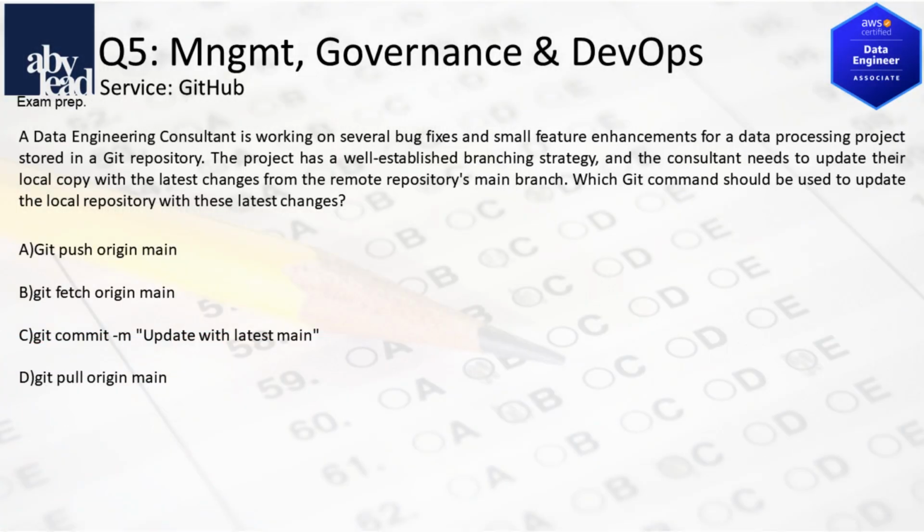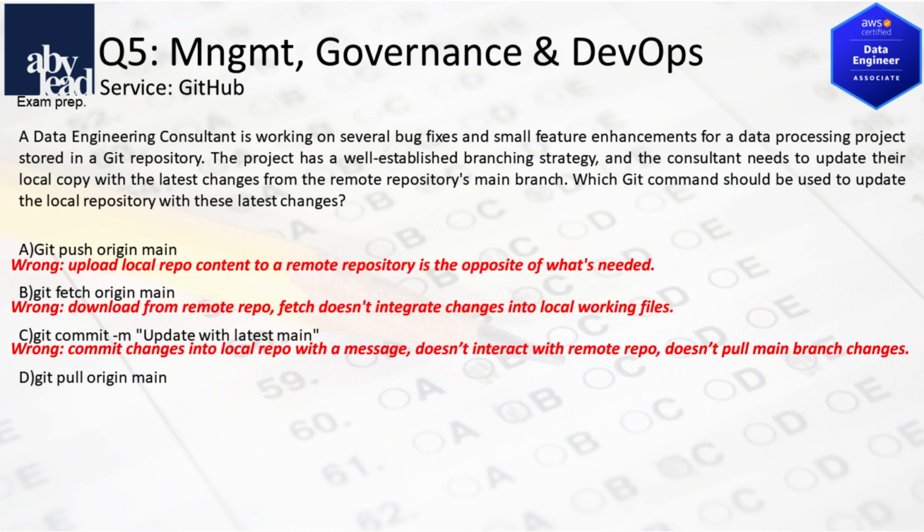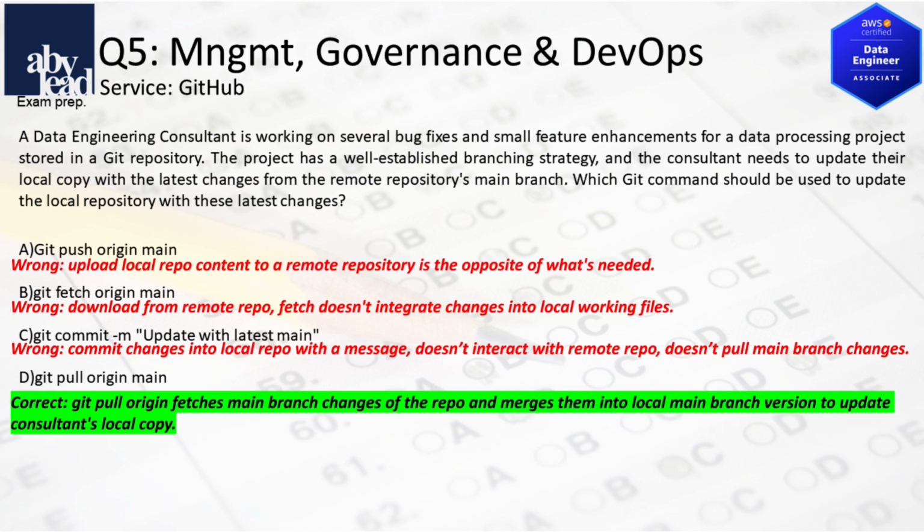Question 5. Which Git command should be used to update the local repository with the latest changes? Don't use push, fetch, or commit. Instead, you use pull origin to fetch the repo's main branch changes. To finalize, you can merge it into the local main branch version.